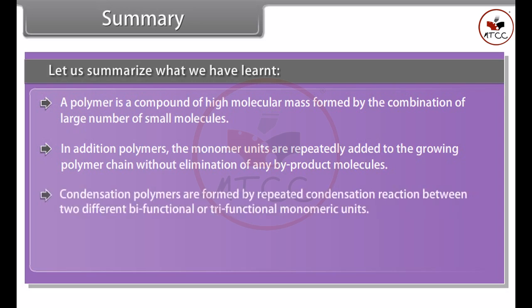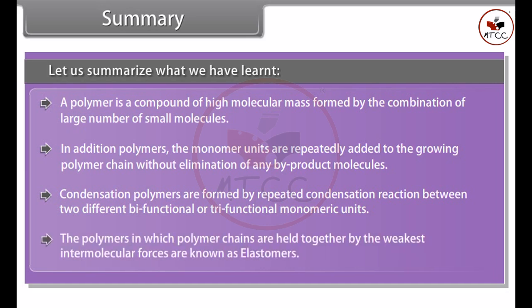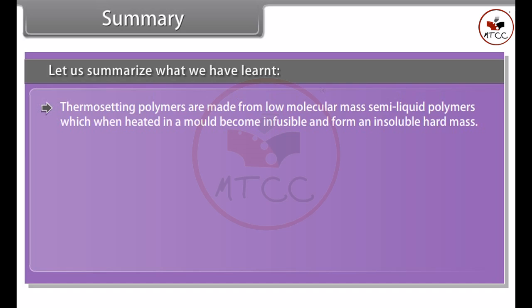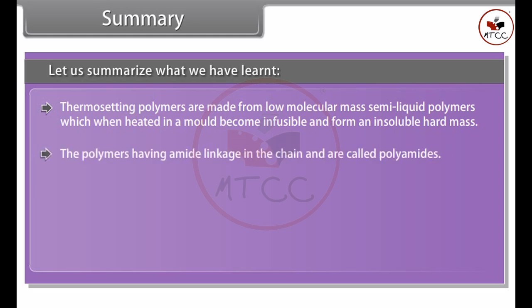Condensation polymers are formed by repeated condensation reaction between two different bifunctional or trifunctional monomeric units. The polymers in which polymer chains are held together by the weakest intermolecular forces are known as elastomers. Thermosetting polymers are made from low molecular mass semi-liquid polymers which when heated in a mold become infusible and form an insoluble hard mass. The polymers having amide linkage in the chain are called polyamides.